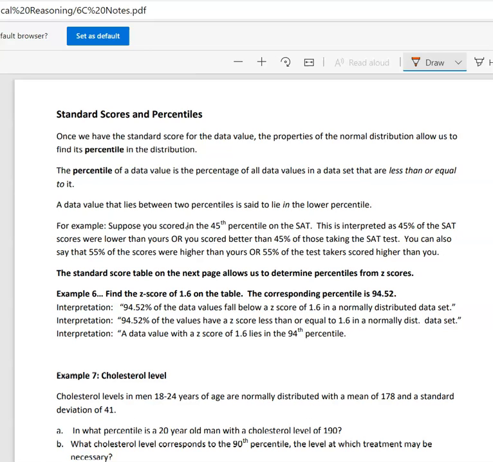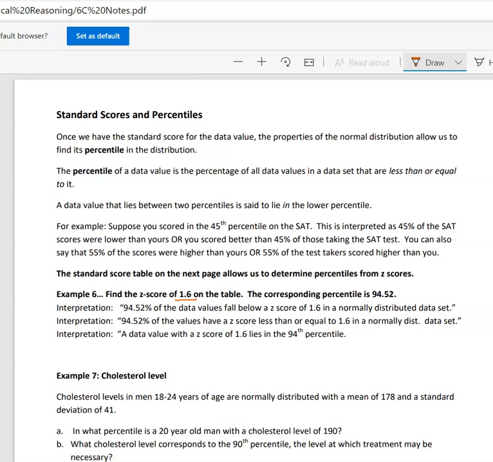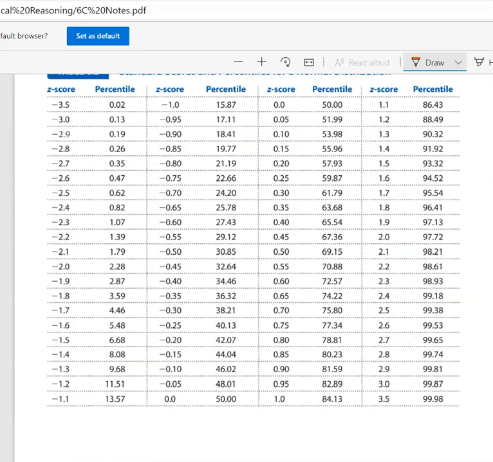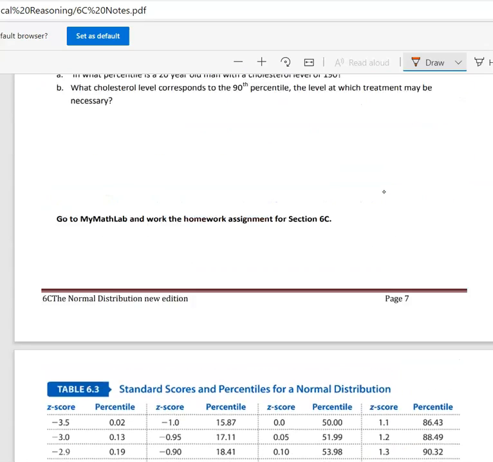Example 6: find the z-score of 1.6 on the table, and then you'll see that 94.52 is the corresponding percentile. So I'm going to scroll down to the table to show you this. We're looking through these values, trying to find a z-score of 1.6. I'm locating that right here, and the percentile that goes with it is 94.52.